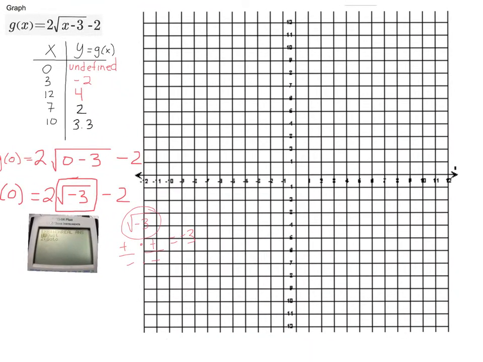Okay, so my first point, 0, undefined, can't be graphed. But let's graph the point 3, negative 2, which is right 3, and down 2, which is right there. And 12, 4, right 12, and up 1, 2, 3, 4, which looks like it's about right there. And 7, 2, which is right 4, 5, 6, 7, and up 2, which is right there. And 10, 3.3, right 10, and up 1, 2, 3.3, so somewhere in there, like that. And so you can see the graph does something like that right there.